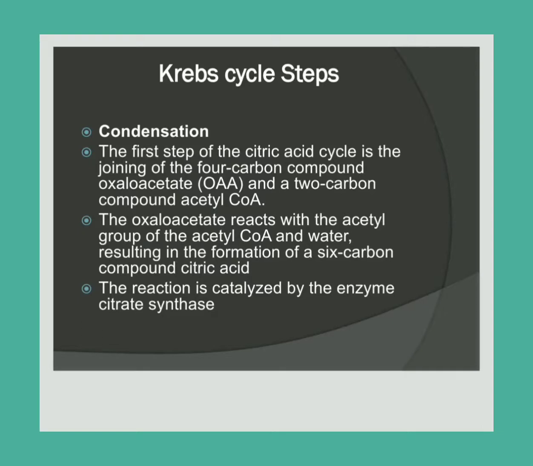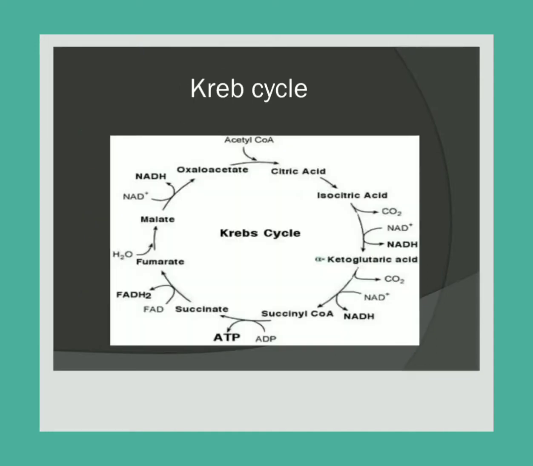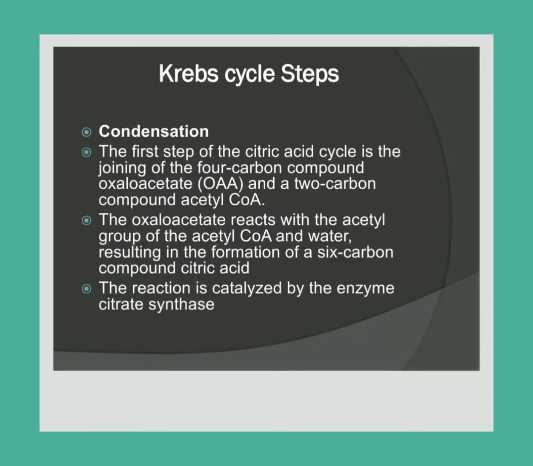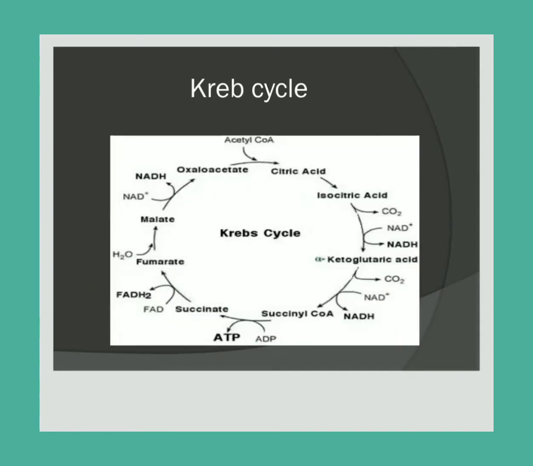Oxaloacetic acid is a 4 carbon molecule and acetyl CoA is a 2 carbon molecule, so that's why a 6 carbon molecule is formed. If you see here, acetyl CoA is joining with oxaloacetate, or oxaloacetic acid, and giving rise to citric acid in the presence of citrate synthetase.